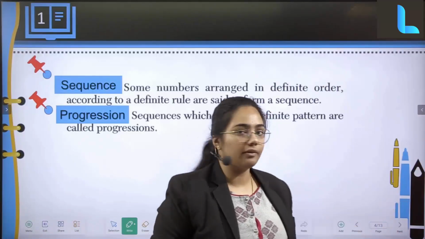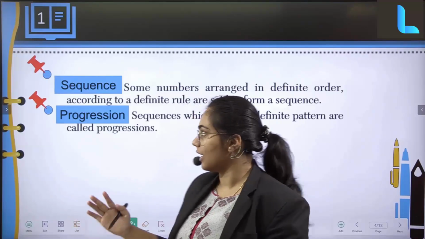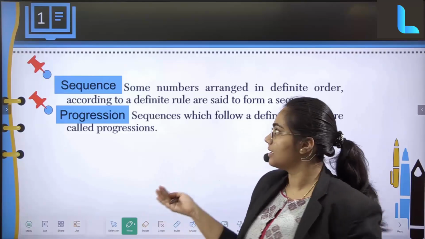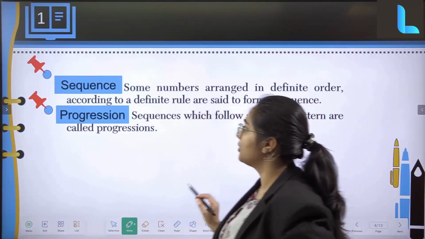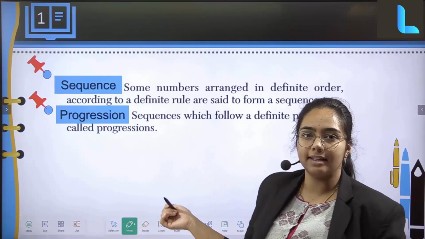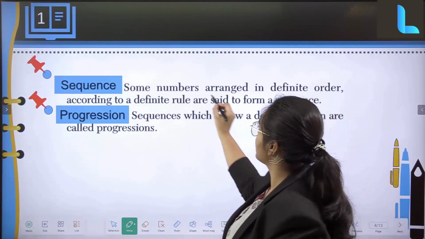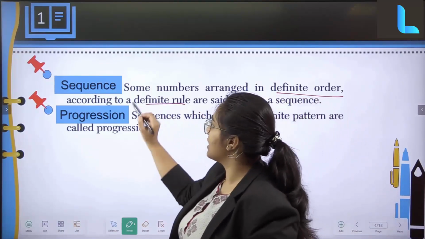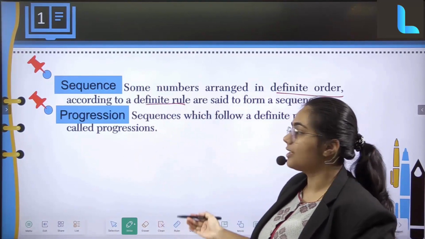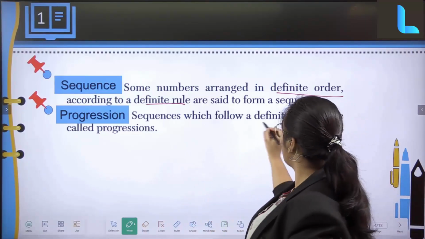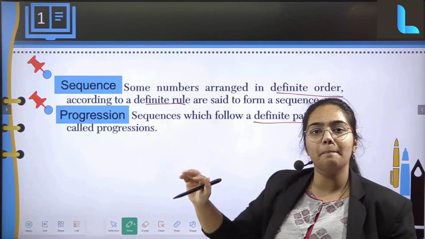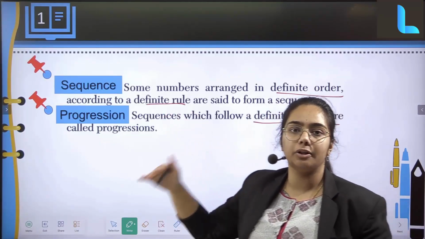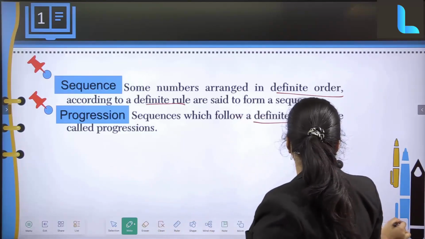So now, without wasting much of your time, as per the procedure we are following, first we'll look into all the theory part, then we'll start solving a few questions related to it. First and foremost, the first concept is what is a sequence, which you are already aware of. Some numbers arranged in a definite order according to a definite rule are said to be a sequence. So what is a progression? A progression follows some pattern of the sequence. Sequences which follow a definite pattern are called a progression, right?